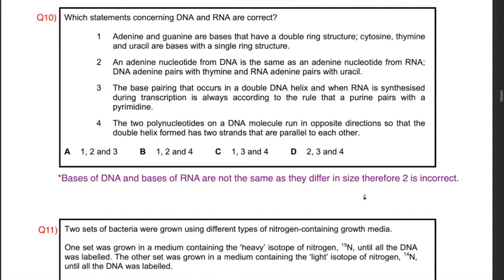And if you look at option 4, the two polynucleotides on a DNA molecule run in opposite directions so that the double helix formed has 2 strands that are parallel to each other. Yes, and this is known as antiparallel because they are parallel but they run in opposite directions. Hence they are known as antiparallel, and that is a correct statement. Hence the answer is C, 1, 3 and 4 are correct.